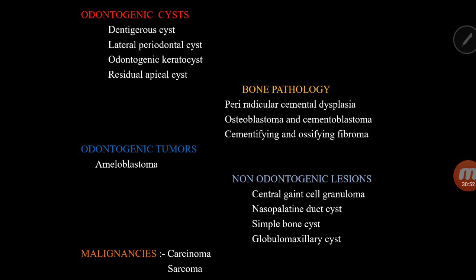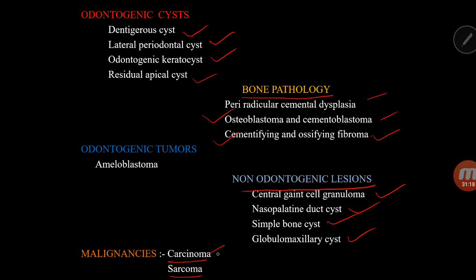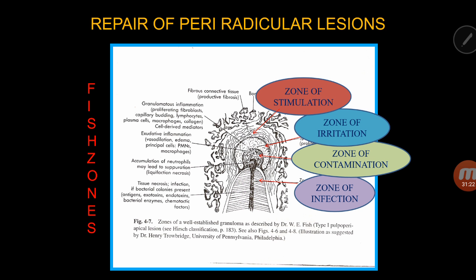So these are the few things: odontogenic lesions, dentigerous cyst, lateral periodontal cyst, OKC, residual apical cyst. Bony pathologies: cementoblastoma, periapical cemental dysplasia, osteoblastoma, cementifying ossifying fibroma. Non-odontogenic origin: central giant cell granuloma, nasopalatine duct cyst, simple bone cyst, globulomaxillary cyst. Sometimes the malignancies can be sarcoma, carcinoma, odontogenic tumors like ameloblastoma.